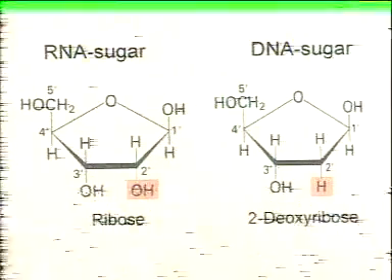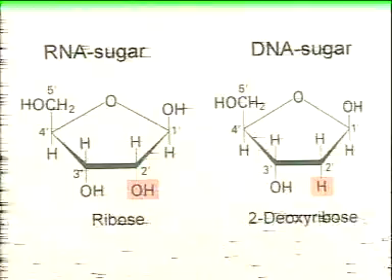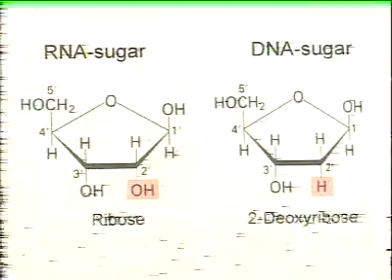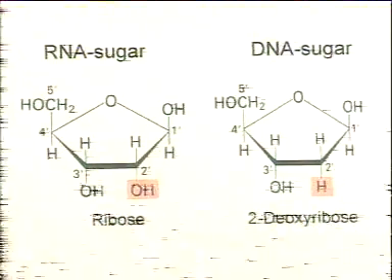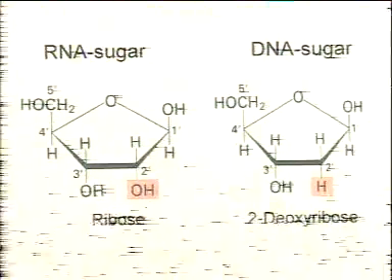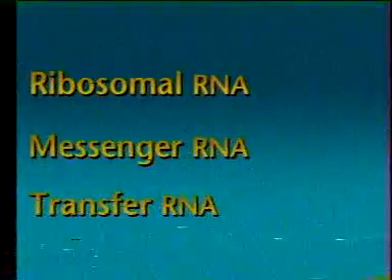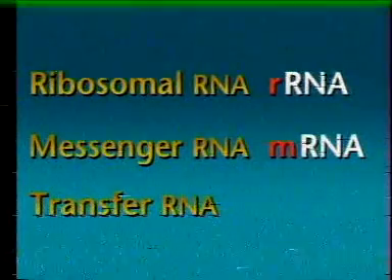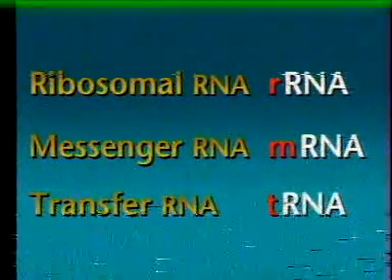The molecules responsible for protein synthesis are basically three types of ribonucleic acids, RNAs. These RNAs have the same composition as DNA, except that RNA has a ribose sugar instead of the deoxyribose sugar in DNA, and the uracil nitrogen base instead of the thymine nitrogen base. Now, there are three types of RNA molecules: ribosomal RNA, rRNA, messenger RNA, mRNA, and transfer RNA, tRNA.